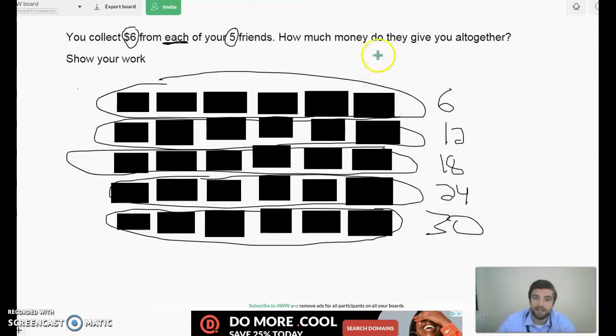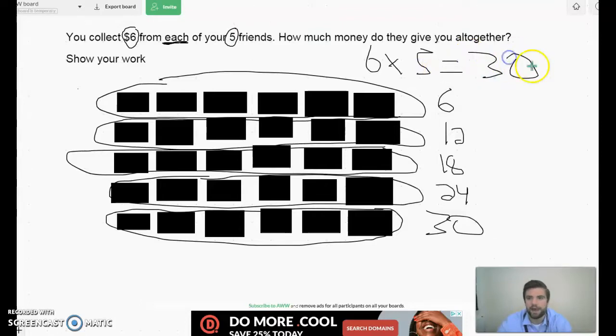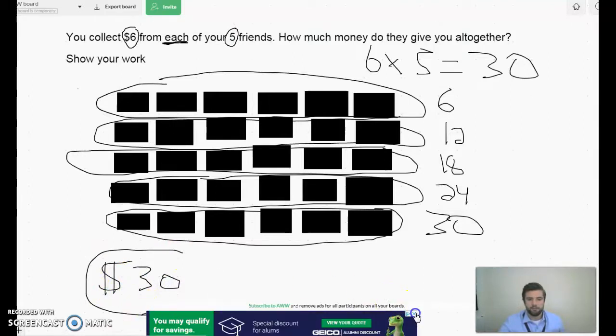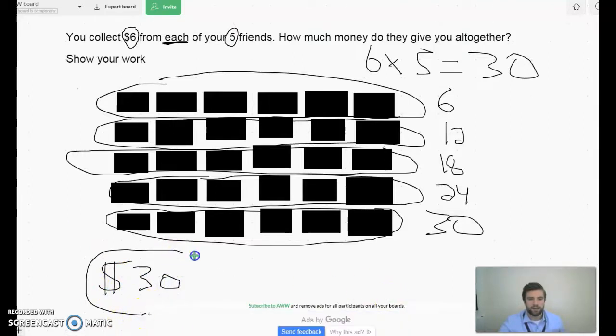So again, same math problem, 6 times 5 equals 30. We just did an array. And remember, you want to label your answer $30. And a good habit to get into is circling your answer when you're done. At least that's what I like to do, so I can tell my teacher where to look. Now we're going to do it with the timeline, or a number line, excuse me. So let me erase this board and we'll go to the number line strategy.